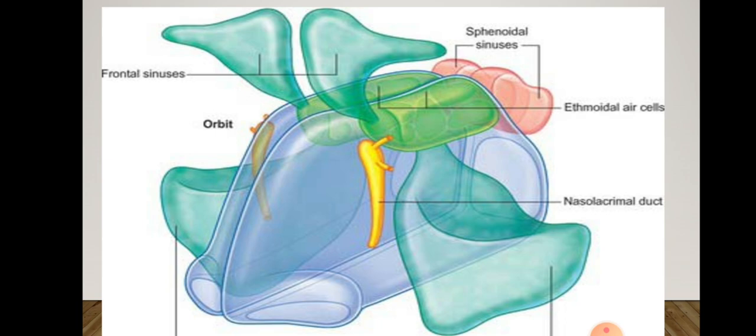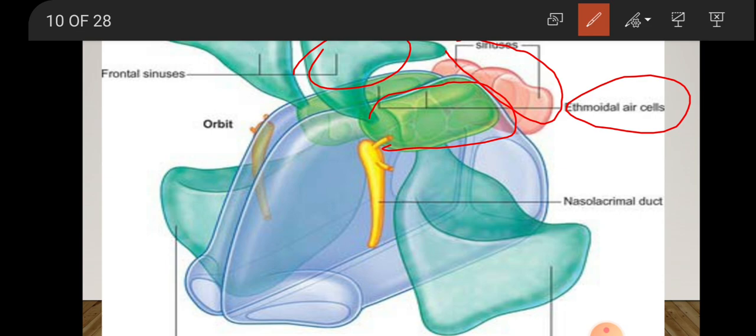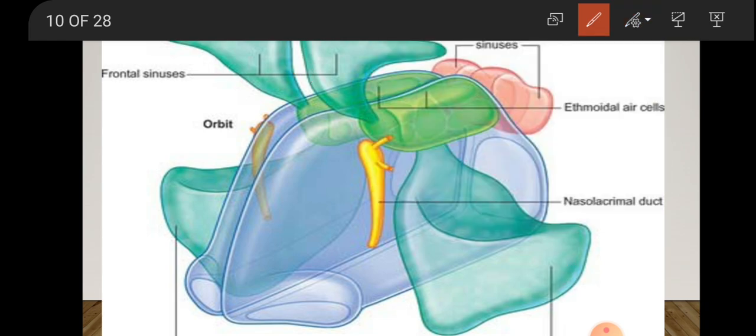So this 3D picture will give you an idea of the location of these sinuses. This is the frontal air sinus, and this is the ethmoidal air cells. You have three groups, anterior, middle, and posterior, and these three drain into different areas. The red color at the back is the sphenoidal air sinus, and this light green structure is the maxillary air sinus.